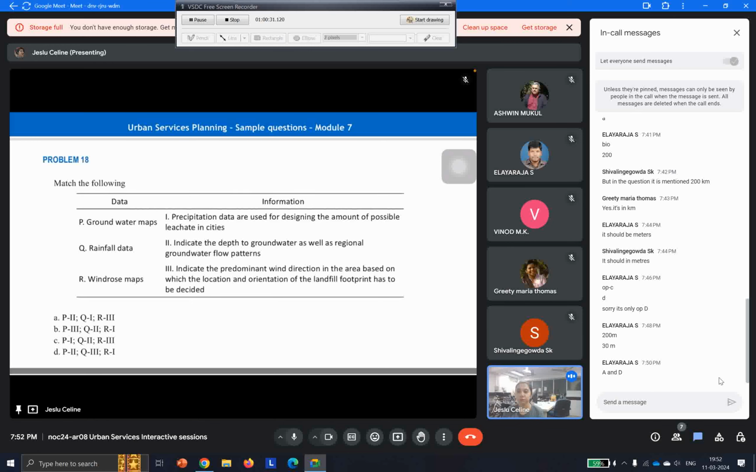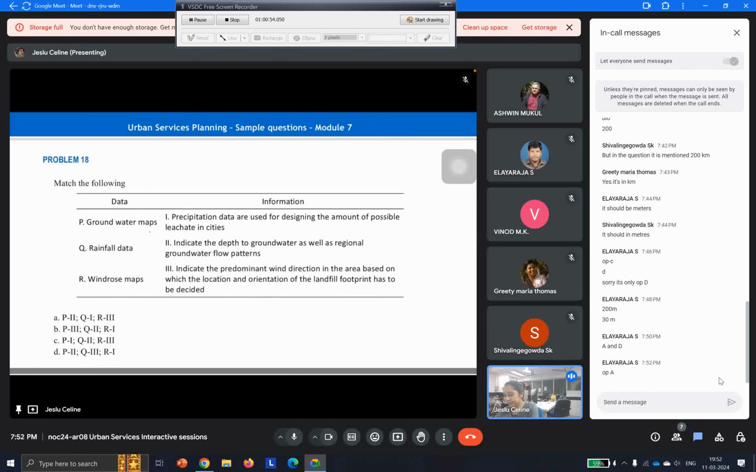Problem 18, match the following. The different data given: groundwater maps, rainfall data, windrows maps. We've already discussed a very similar question regarding this, so this can be easily answered right now. We can directly go by matching. Groundwater maps indicate the depth to groundwater as well as the regional groundwater flow patterns. Then rainfall data, precipitation data that are used for designing the amount of possible leachate in cities. And windrows maps indicate the predominant wind direction in the area, based on which the location and orientation of landfill footprint has to be decided.